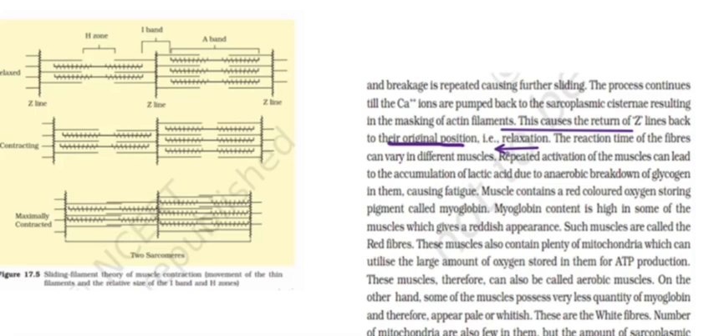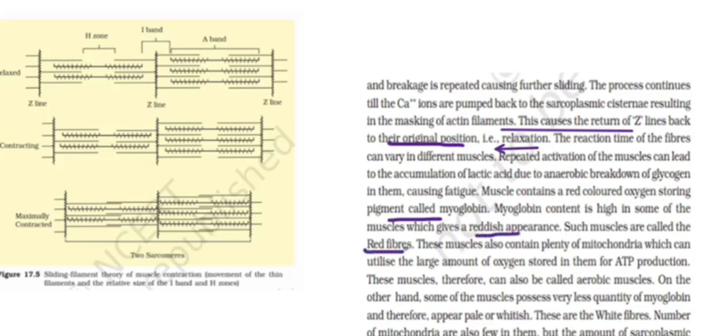Then they have talked about how muscle contains a red colored oxygen storing pigment called myoglobin. So this is about the muscle pigment, which is called myoglobin. We can also underline this part. And myoglobin content is high in some of the muscles, which gives a reddish appearance. So wherever the reddish appearance is present in the muscle, that means they have high content of myoglobin. Such muscles are called red fiber. So we can underline all these points here.